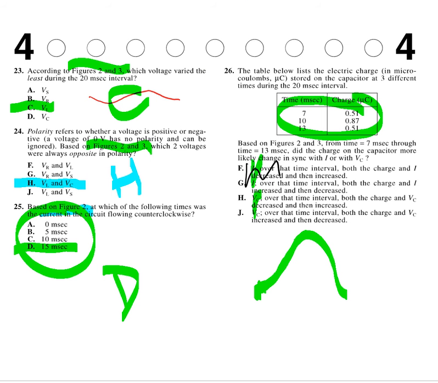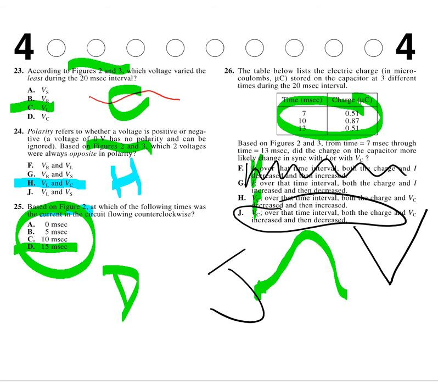So I'm going to rule out these two at the top. And so VC, let's see what's happening. Letter H, VC, over that time interval, both the charge and the VC would decrease and then increase. So I'm not seeing that. So I know the correct answer is J. So that's it for that passage, and I hope that's been helpful.